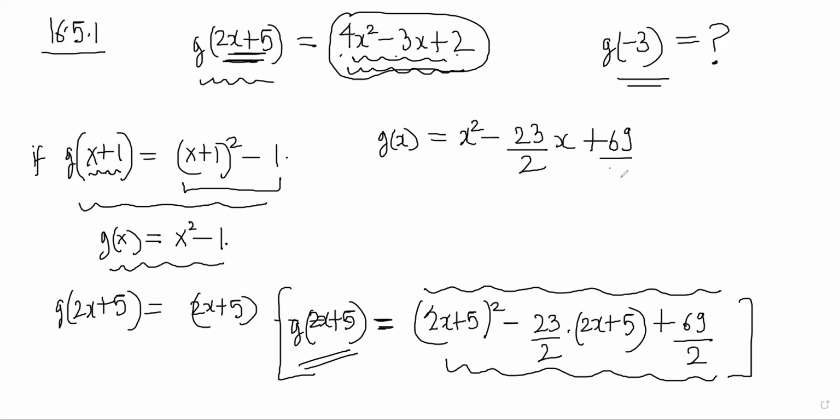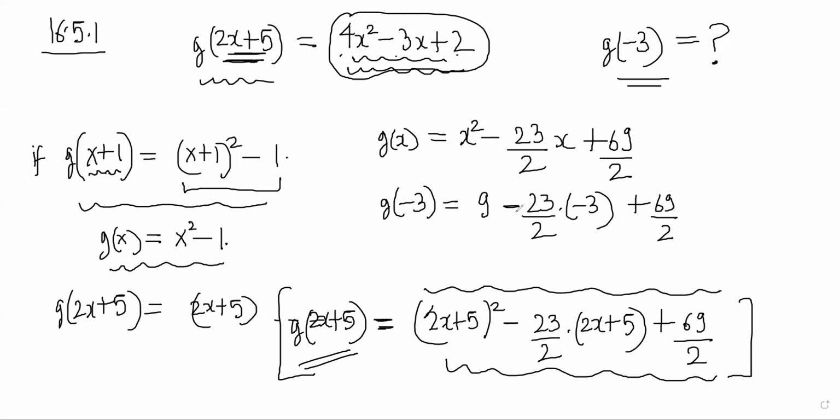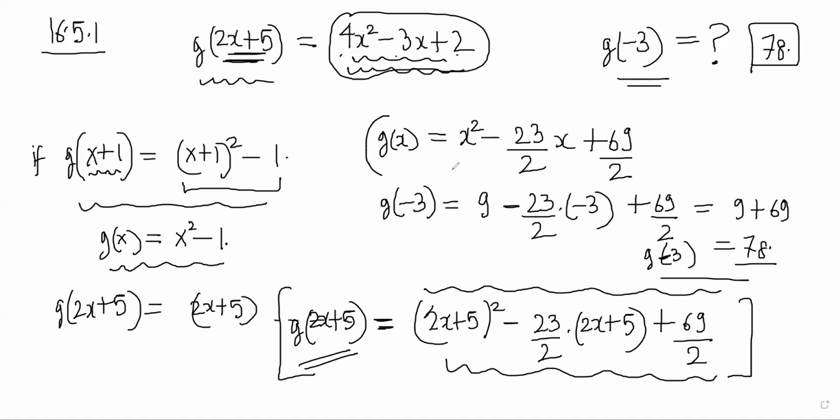And therefore g of minus 3 would be 9 minus 23 over 2 into minus 3 plus 69 by 2. And this becomes plus 69 by 2 plus 69 by 2. So it becomes 9 plus 69, which is 78. g of minus 3 is coming out to be 78 for us, because we have actually found our g of x.